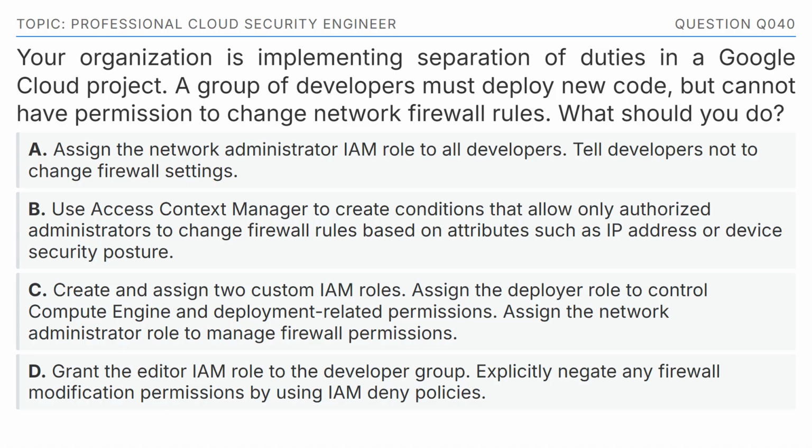Option C, create and assign 2 custom IAM roles. Assign the deployer role to control compute engine and deployment-related permissions. Assign the network administrator role to manage firewall permissions. Option D, grant the editor IAM role to the developer group. Explicitly negate any firewall modification permissions by using IAM deny policies.